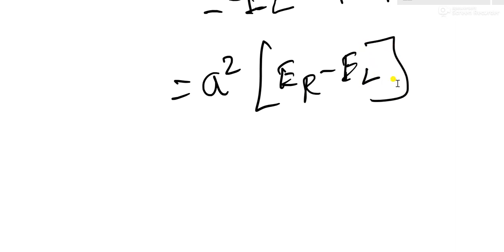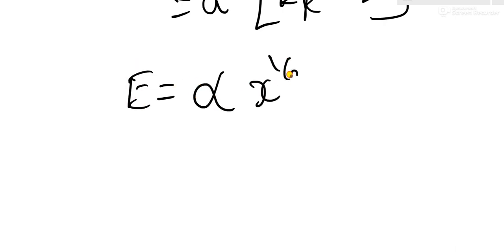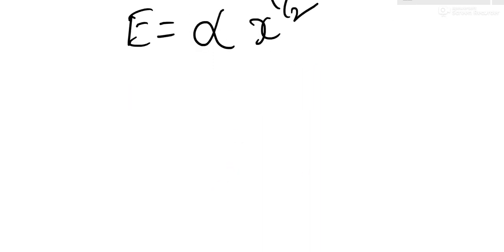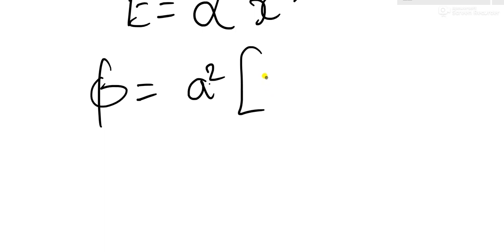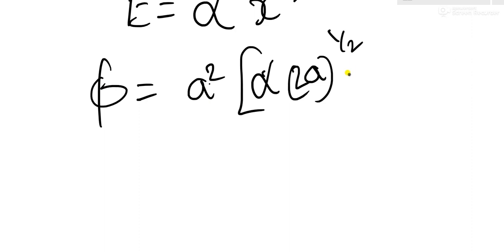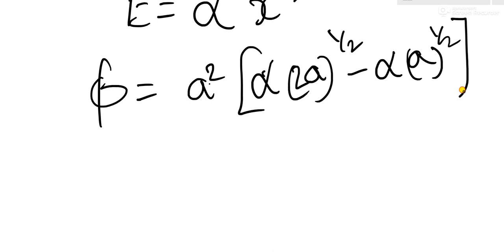Now we are going to substitute what is the electric field. Electric field is equal to alpha times x to the power 1 by 2. Already we know what alpha is. Alpha is 800, which is given in the question. But x for the left side is going to be a, and x for the right side is going to be 2a. It is (2a)^(1/2) minus alpha a^(1/2), because x for left side is a, but x for right side is 2a.